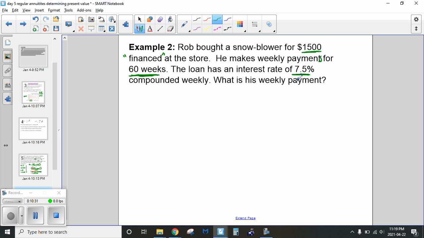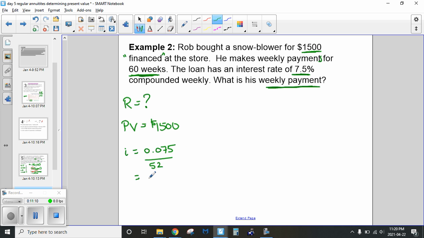All right, so here are our details, and we're trying to find out the weekly payment. So we don't know the regular payment in this one. The present value is the cost of the snowblower that he's buying today. And today it costs $1,500. So he's going to get the snowblower, which is worth $1,500, and he's going to gradually pay it off. The interest rate, 7.5%, so 0.075. Compounded weekly means we split it into 52 little chunks.